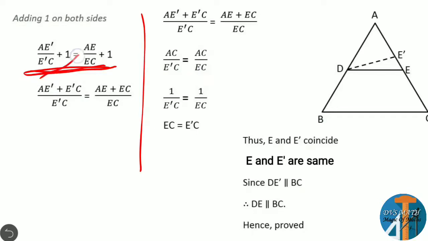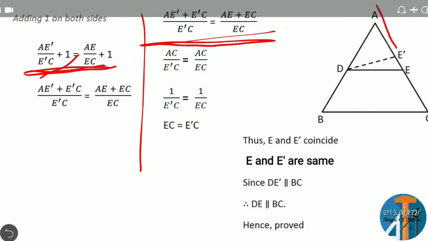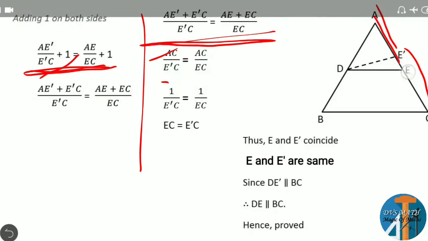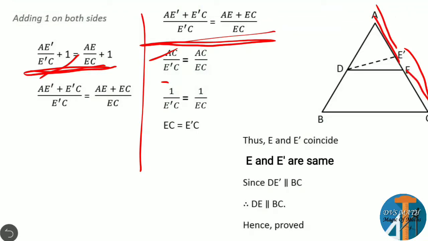So here you can observe AE dash plus E dash C by E dash C is equal to AE plus EC by EC. Clear? So now observe the figure. AE dash plus E dash C means you will get completely AC, correct? E dash C, keep it as it is. Then again AE plus EC, again I am getting AC by EC. So in both the cases AC is common, cancel it. 1 by E dash C is equal to 1 by EC.